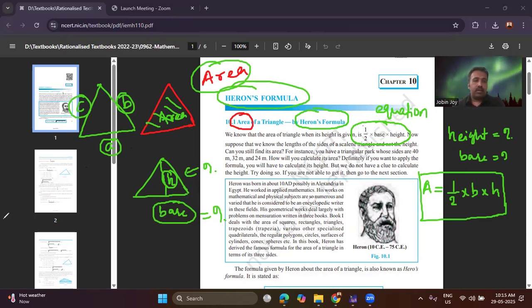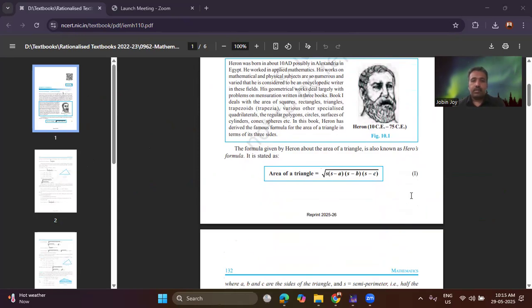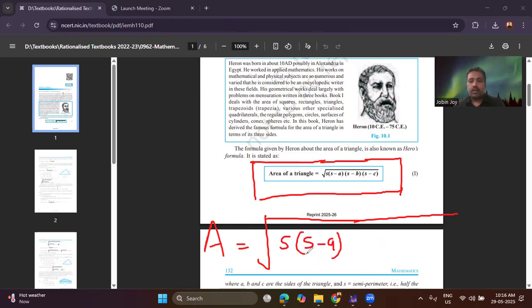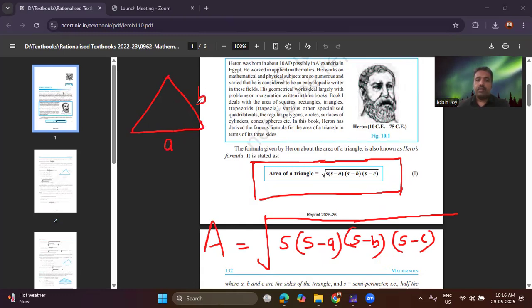So we will see what Heron's formula is. Area equals square root of S into S minus A into S minus B into S minus C. This is called Heron's formula to calculate the area of a triangle, where A, B, C are the sides of the triangle.